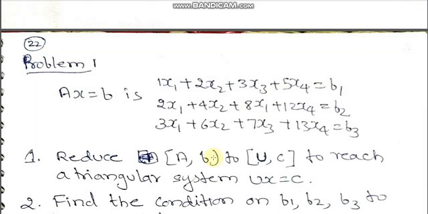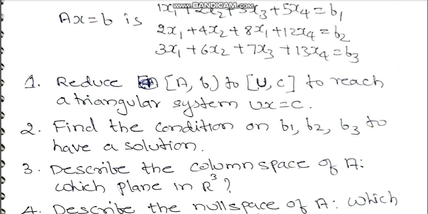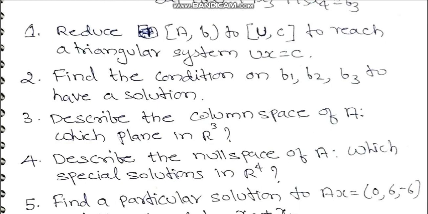So what you have to find, this is your A. It is in the form Ax equals B. The question is, from A to B you reduce it to U and C, to reach a triangular system. U is in triangular form when you reduce A to U. And find the conditions on b1, b2, b3 so that you have a solution, and describe the column space of A, which plane in R cubed.